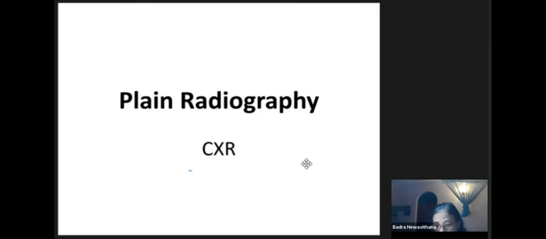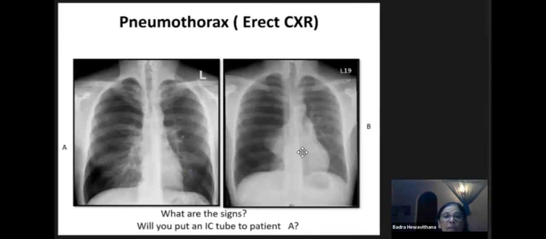So surgeons do need chest X-rays, don't they? But I have not put X-rays like pneumonia, miliary TB and things like that. I thought I will discuss some X-rays which are more relevant to you all. Pneumothorax. So both are erect X-rays. I mean, the patient is not that ill. The patient could stand for these X-rays.